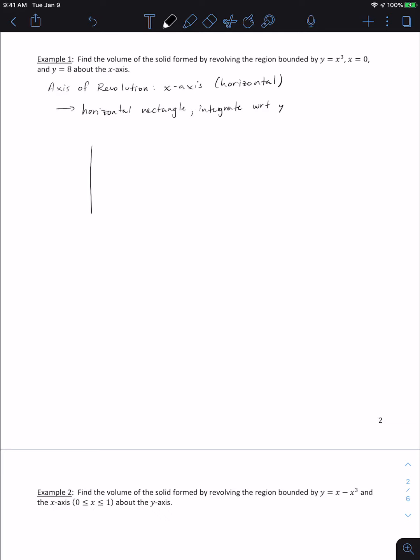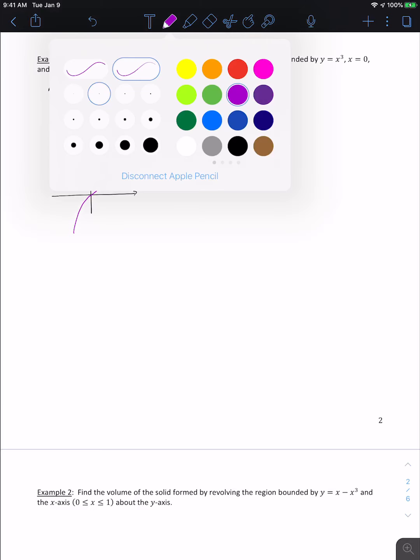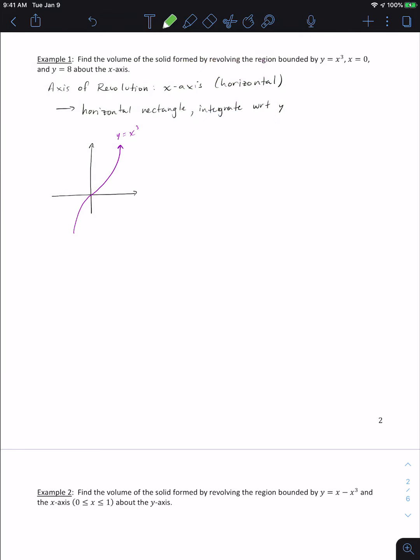So here is my picture. We're going to draw y equals x cubed, right? That looks like this function here. This is y equals x cubed. And then we need to draw y equals 8. That's a horizontal line at the y value 8. So we'll draw that right here. We'll say this is 8. This is y equals 8.